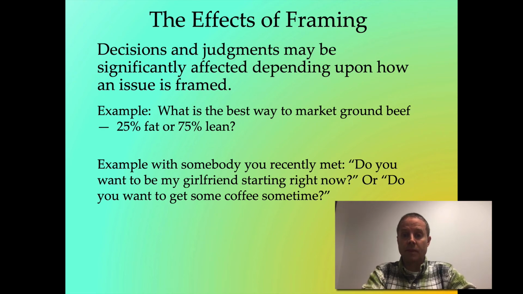For example, if you're at the grocery store and you're buying ground beef and it's labeled 25% fat, you're not going to buy it. But if it says 75% lean, people will buy it. Another example, maybe more pertinent to you if you don't go grocery shopping, would be you just met someone and they ask you, do you want to be my girlfriend starting right now? Or if they frame it differently and they said something like, do you want to get some coffee sometime? So you would react differently depending on what they say, right?